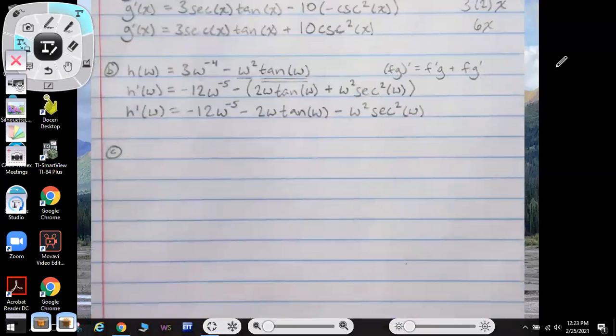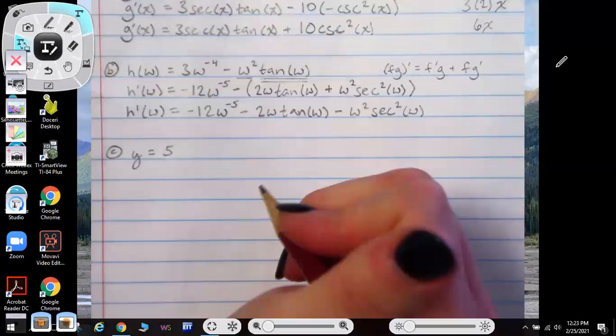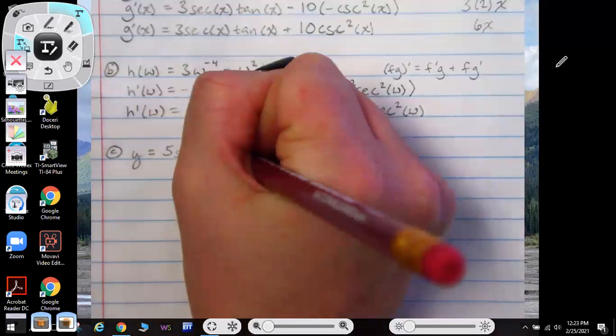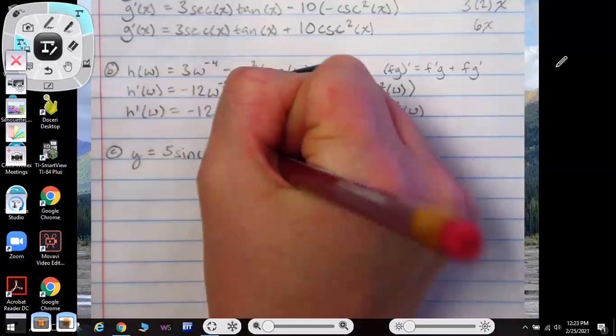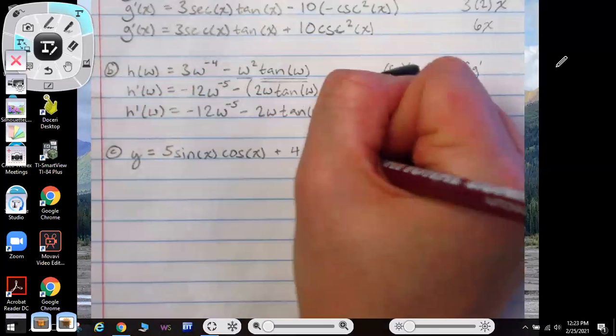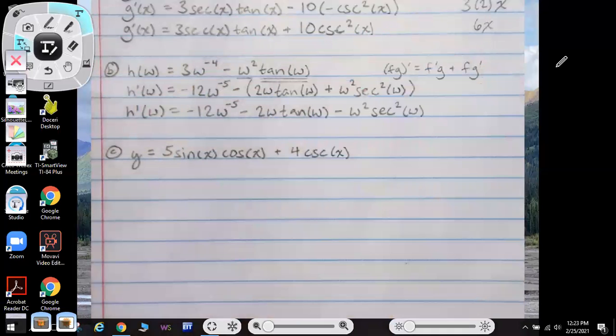Part C, y equals 5 times sine of x times cosine of x plus 4 times the cosecant x.